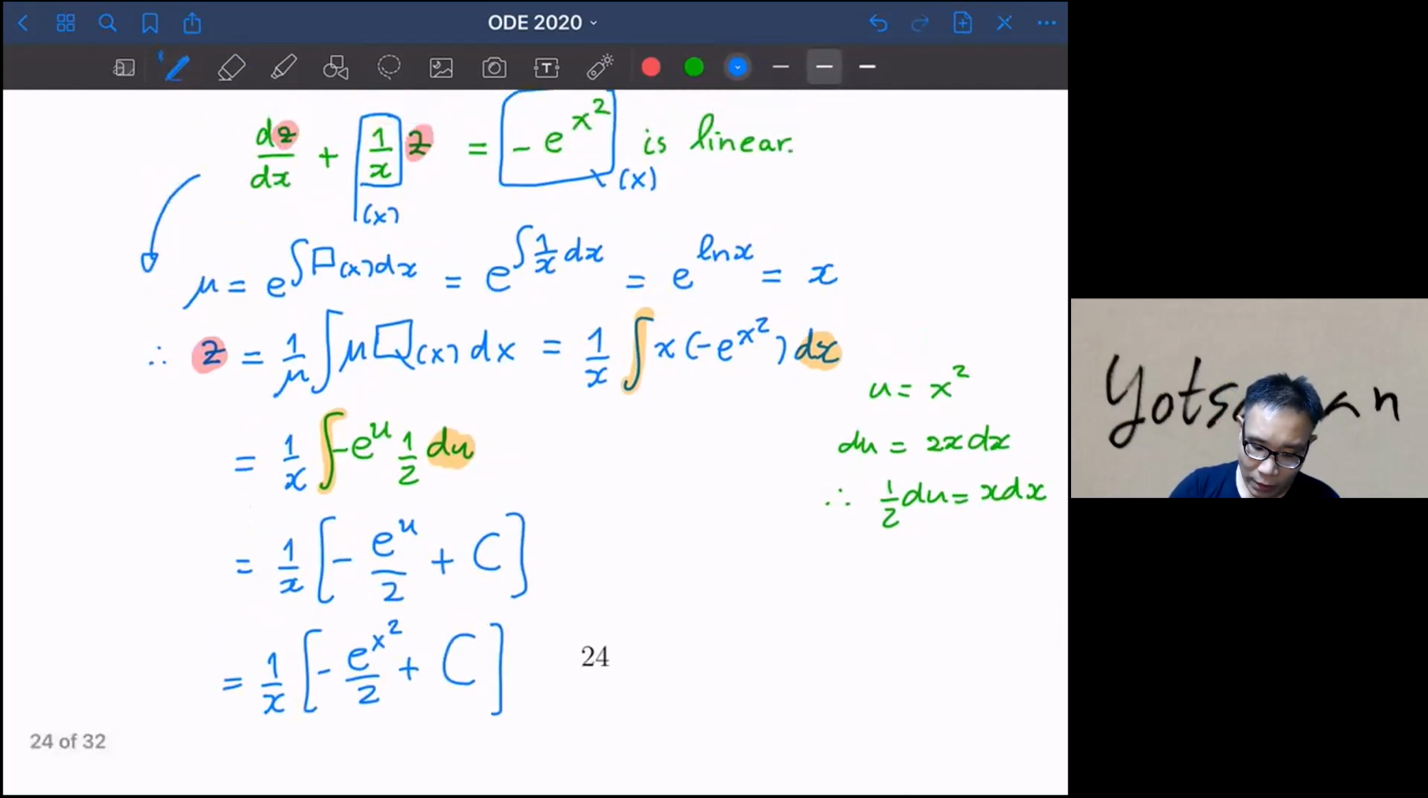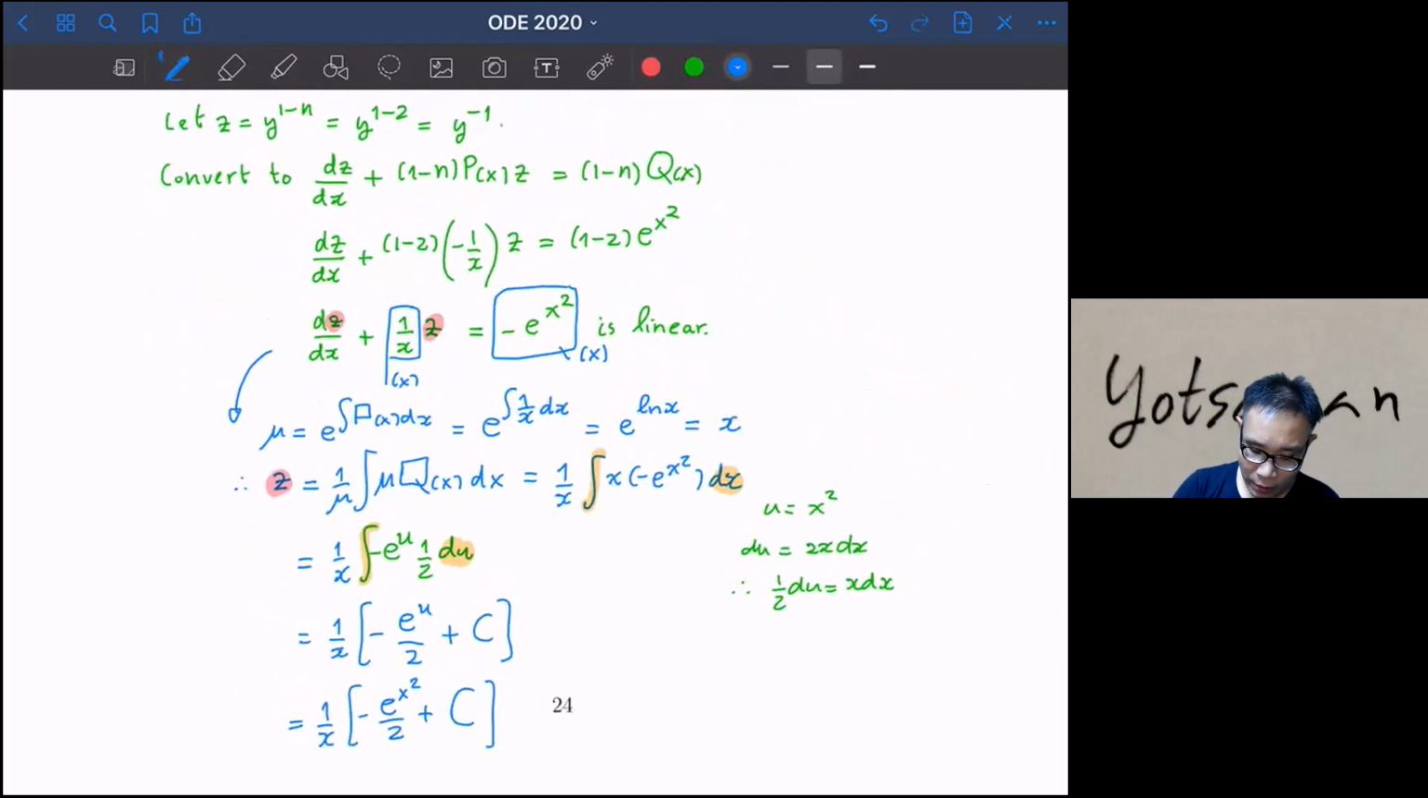And by the way, you're going to have to change everything back into y. We let z equal y to the negative 1 up here. So you have z equal to y to the negative 1, so for the final answer, you're going to have y to the negative 1.